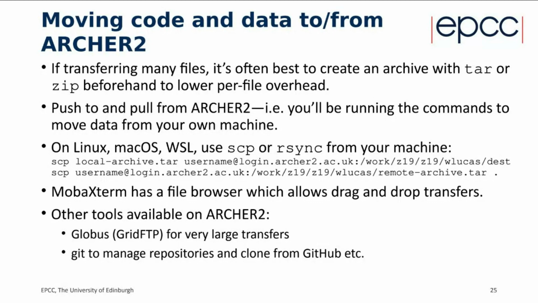You'll always be sort of pushing data to and pulling from ARCHER2. So you should be trying to SCP or rsync probably, if you're on Linux, macOS, or WSL, from your machine, rather than doing it from ARCHER2. That will be very difficult and probably impossible. So instead, you'll be sat on your computer and you'll SCP, in this example, local archive.tar from your computer through to login.archer2.ac.uk at whatever destination you give it, or you'll be pulling, in which case you'll say SCP and I want remote archive.tar at this location in work at username at login.archer2.ac.uk and copy it to dot, which is here.